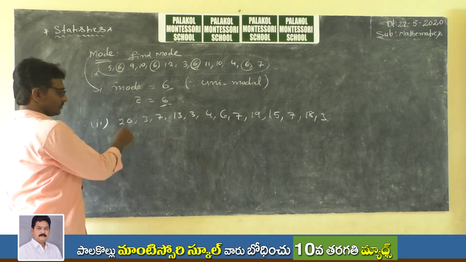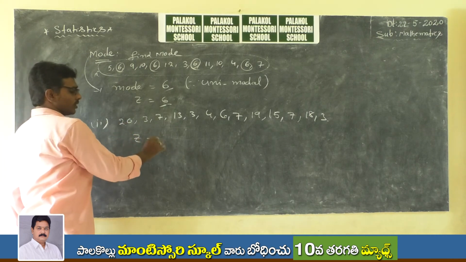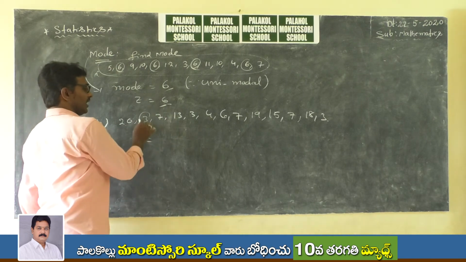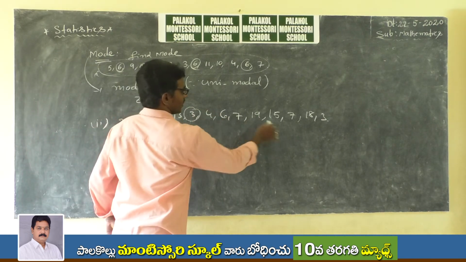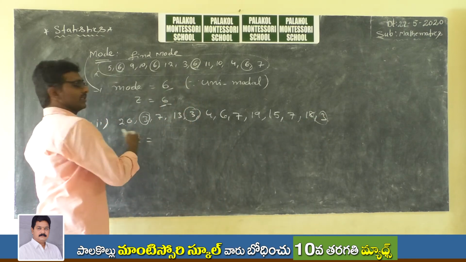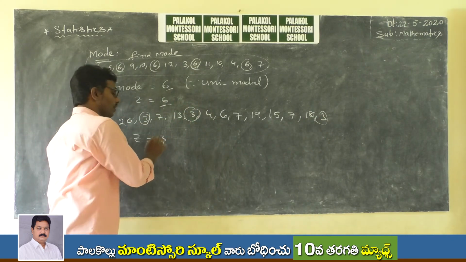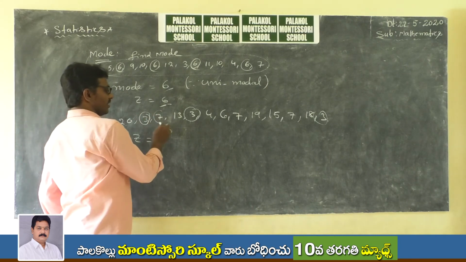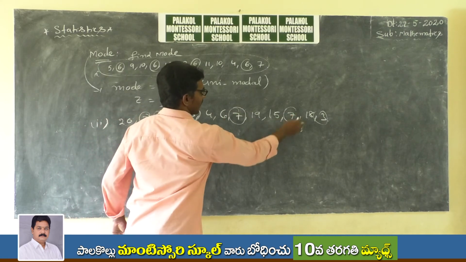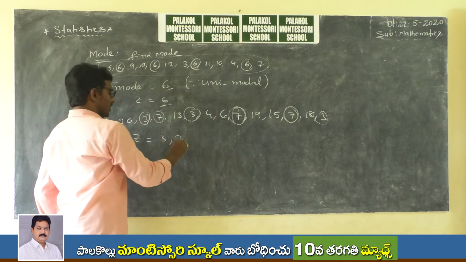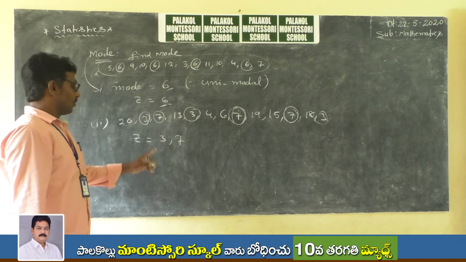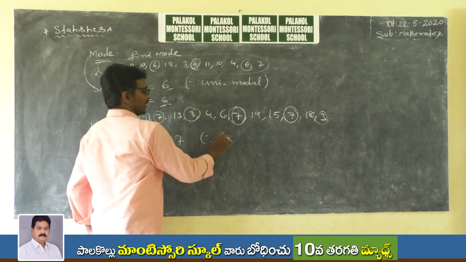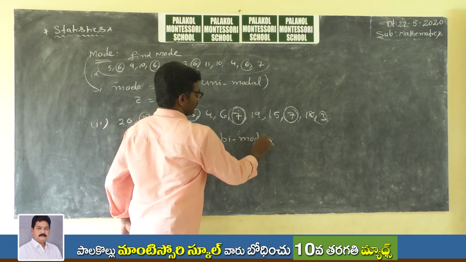Next one. In this case, which number is repeated? 3. 3 is repeated 3 times, so that is a mode. Wait, one more number is repeated the same number of times: 7. It is also a mode. So in this case there are 2 modes, one is 3, another is 7. So that is a bimode. Okay?